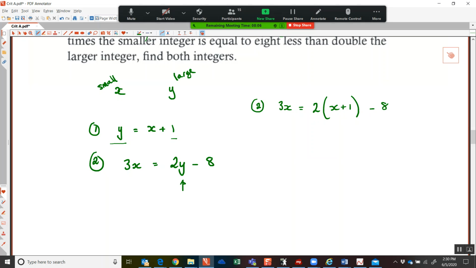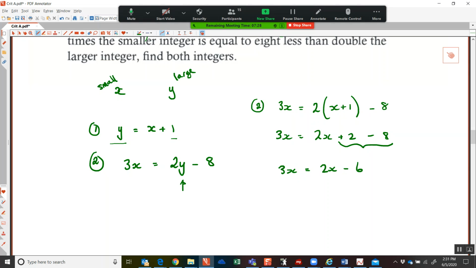Would you divide by 3 to get x by itself? I could, but at the moment I've got x's on both sides, so it's not x on its own at the moment. I'm not really sure then. Well, there's one glaring thing that we could get rid of. You could expand the brackets. Expand the brackets. Let's do that. So we've got 2x plus 2 subtract 8. We can now simplify this, and we've got 3x is equal to 2x minus 6, yeah?